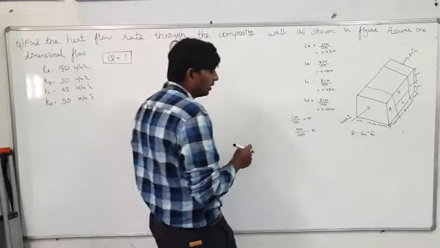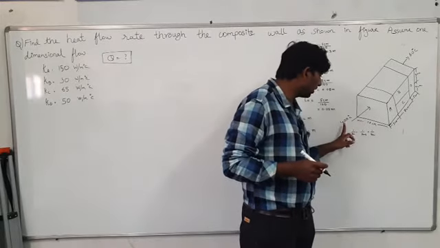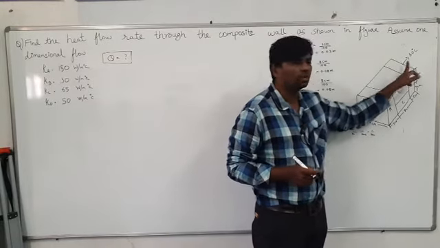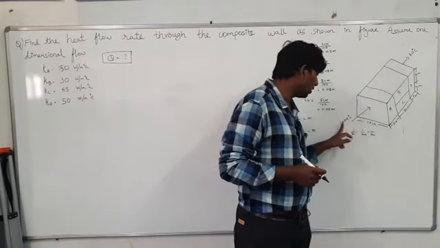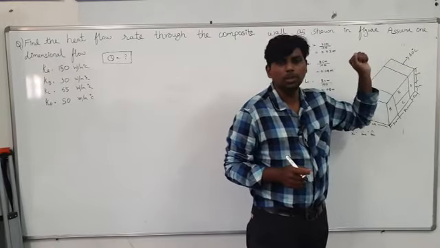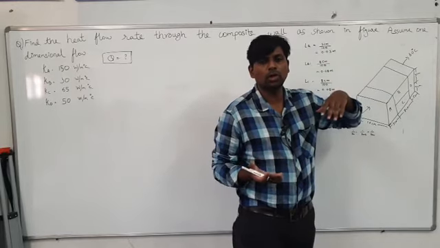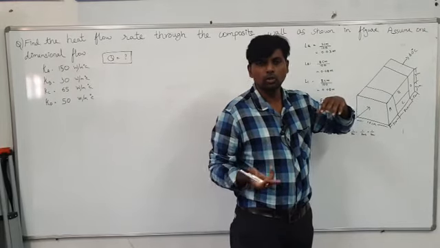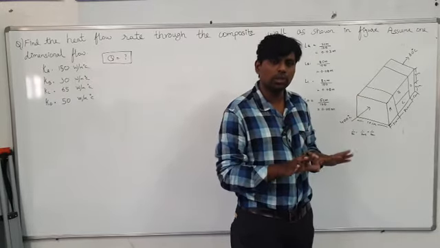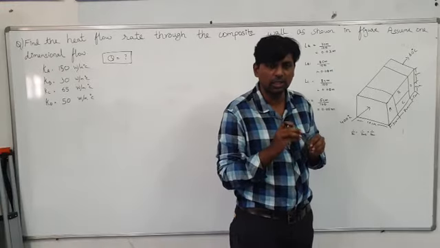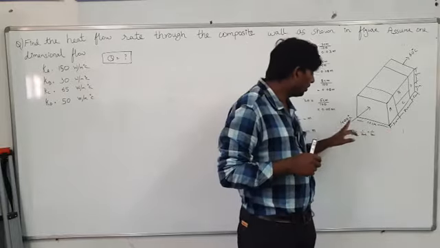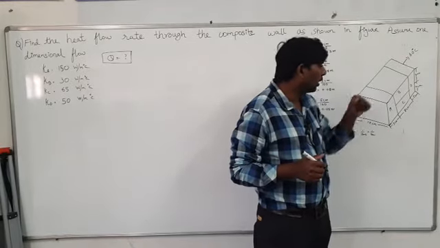For finding area, see here, heat flow is like this. This is the initial temperature and this one is the final temperature. Initial temperature is equal to how much? 400 degrees centigrade. Final temperature is 60 degrees centigrade. If you want to convert into Kelvin, you can, it's up to you. It is better to keep it in centigrade only. If it is given in Kelvin, keep it in Kelvin. Nothing will happen, the values will not change.